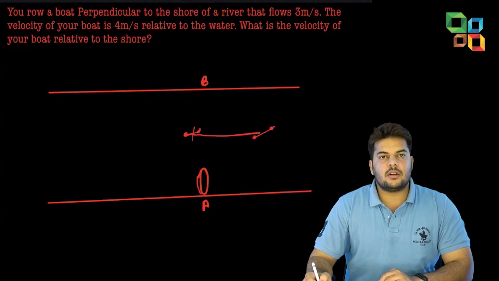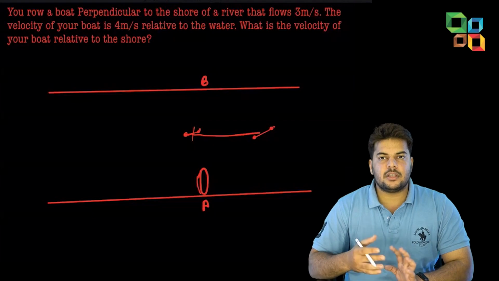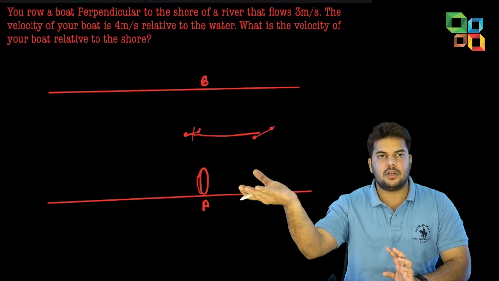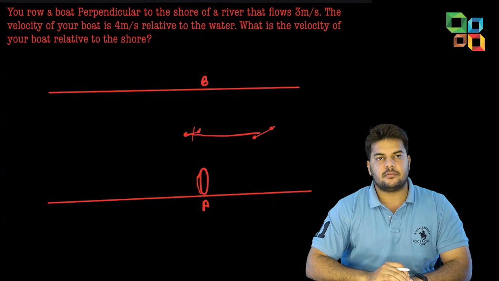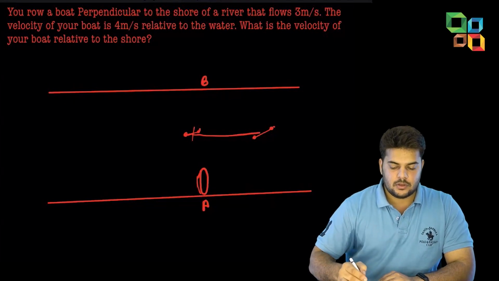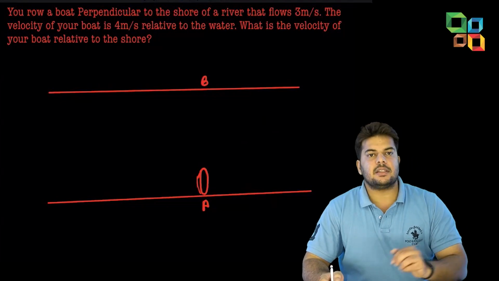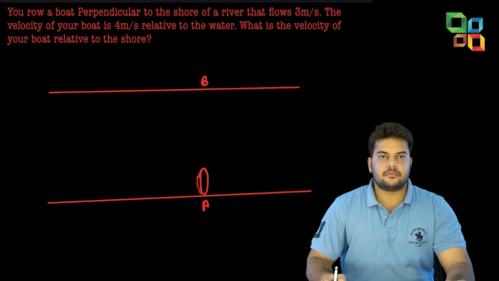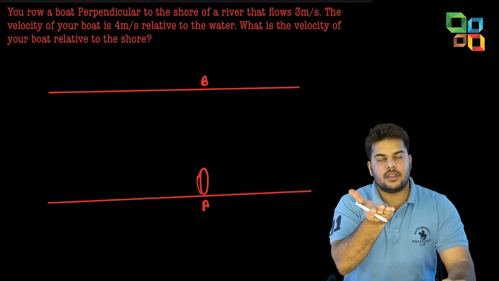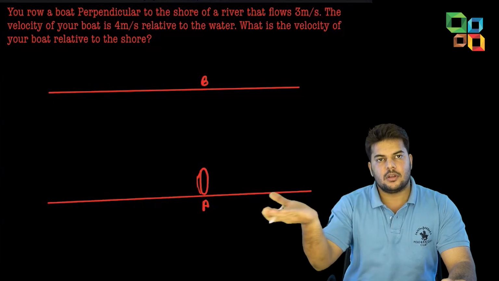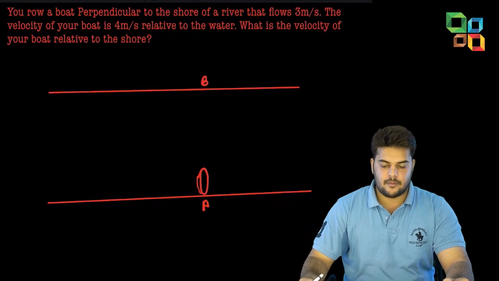Correct? Now that's not something that happens to only the sticks. It happens to the boat also. The boat also moves 3 meters to the right in 1 second. Okay, so that's what this means over here: 3 meters per second. That's the speed of the water. So water drags along with it whatever is floating on water 3 meters to the right.